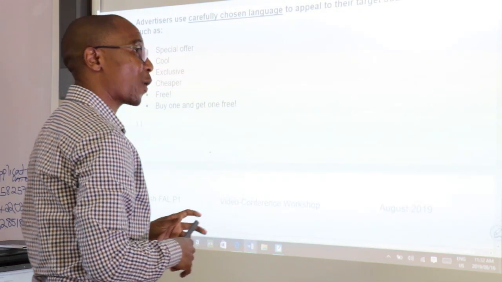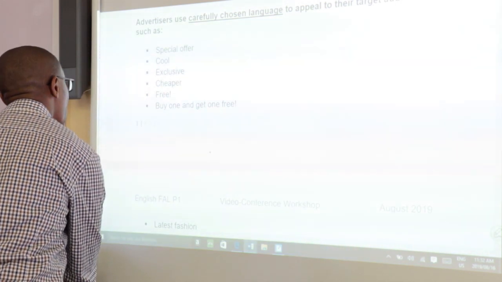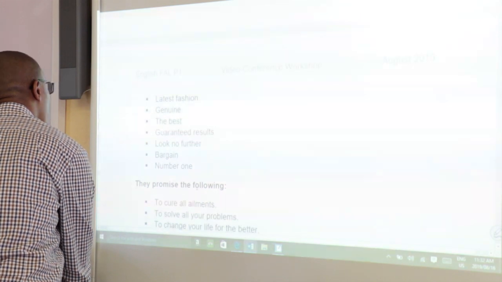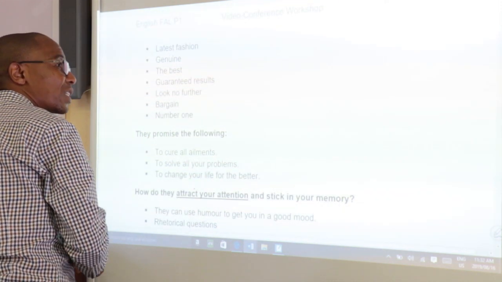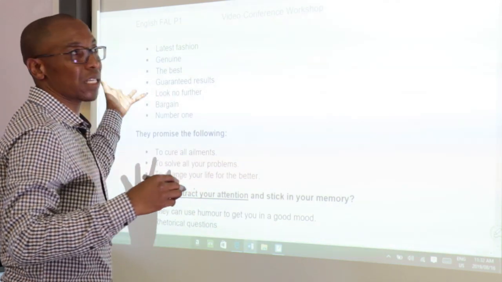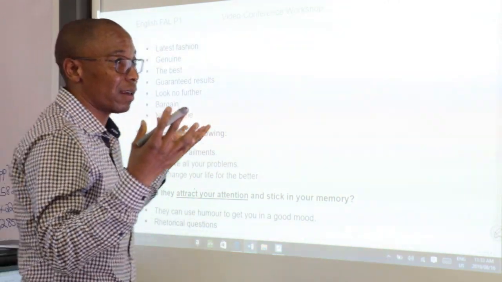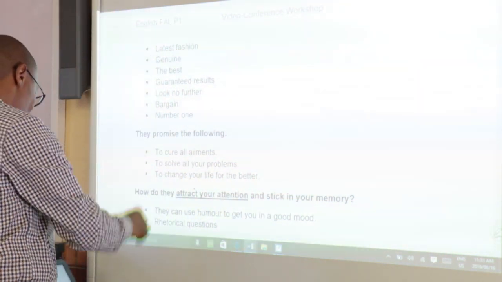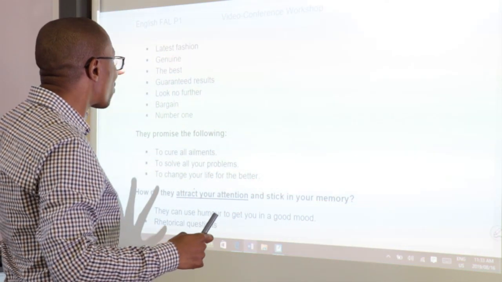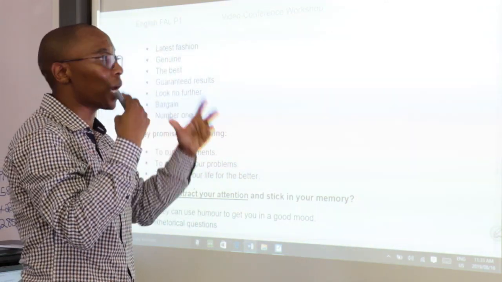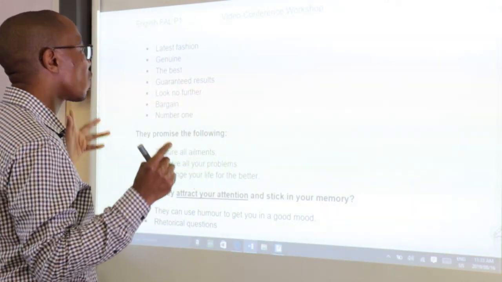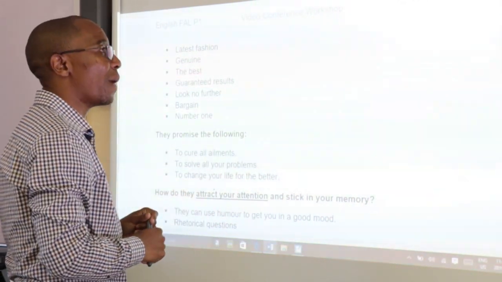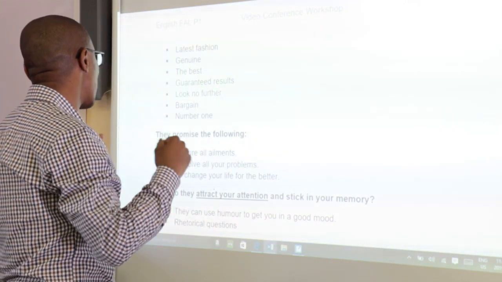Exclusive, very different. Cheaper, free, buy one and get one free. We like those bargains, we always go for them. That's why advertisers will always use this. Latest fashion, if you are trendy, you'd like to try everything that is new, then you'll go for such advertisements. Genuine, the best, guaranteed results, especially with facial products and slimming tablets and all of those things. Look no further. So your problems will be solved by this product, by this service, and so on.